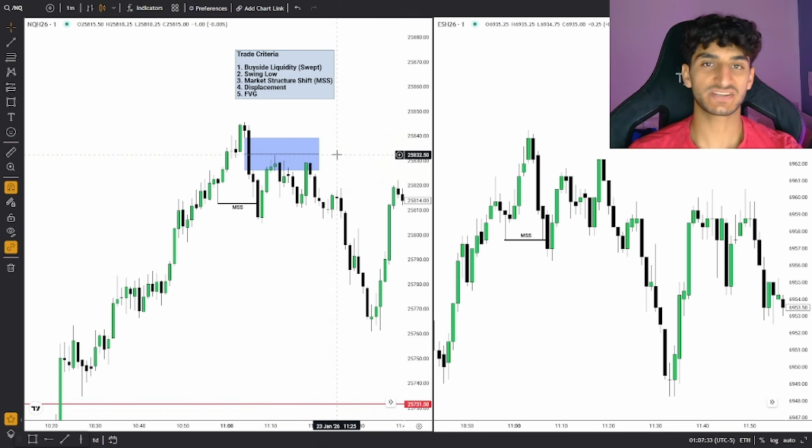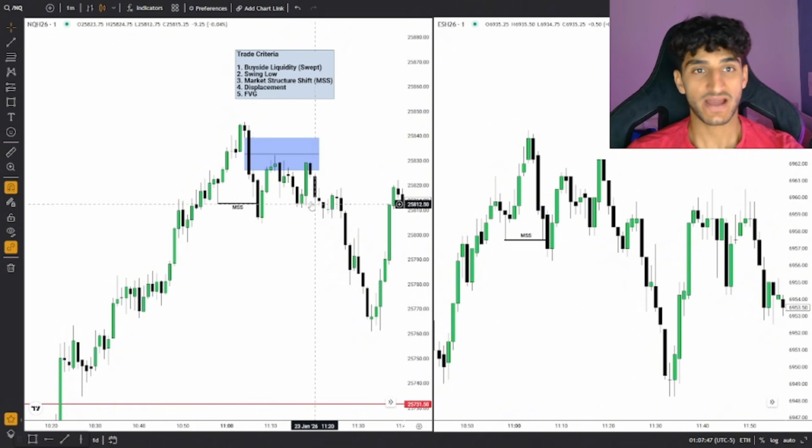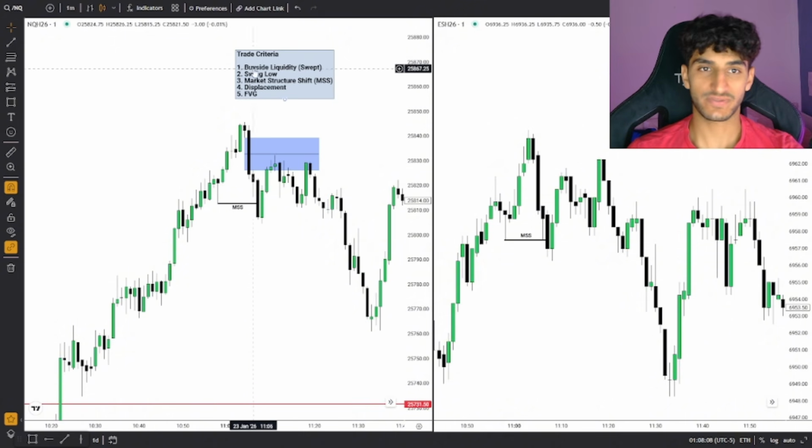The only steps that we need to see on both assets are step number 2, 3, and 4, which is the swing low. We need to see that on NQ and S&P, the market structure shift, as well as the displacement. So these 3 steps in the middle are the steps that we need to see on both NQ and ES to have a valid and high probability of a trade.